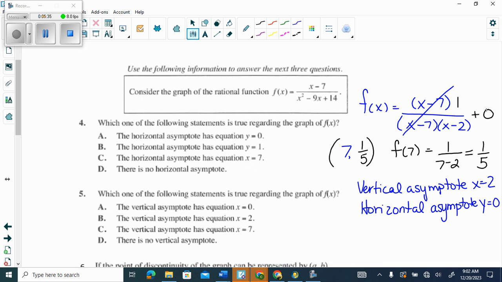Also, there's the rule that if the numerator is a smaller degree than the denominator, which it is, this is degree 0, this is degree 1, now it's y equals 0 every single time. So when your numerator is a smaller degree, it's actually in transformed form, and you get y equals 0.